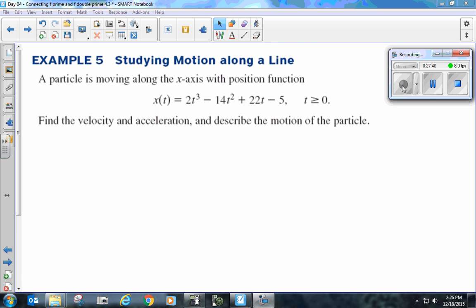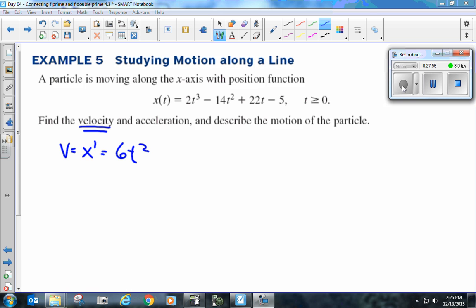Let's go. Study motion along the line. F derivative. That gives me what? So x prime, which is velocity, which is what? 6t squared minus 28t plus 22. I would probably put that in your calculator and see where it touches the x-axis to see what the critical point is, right? If we want to set that equal to 0, we could factor and solve.